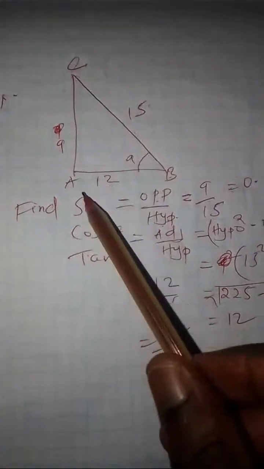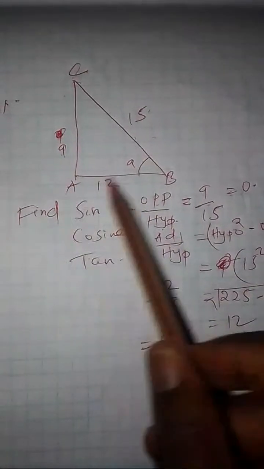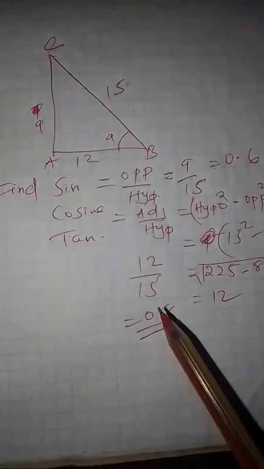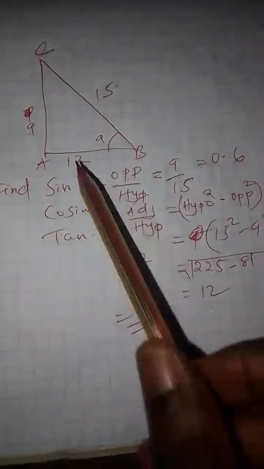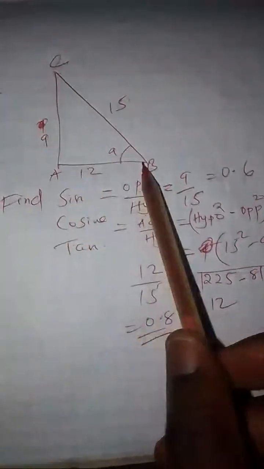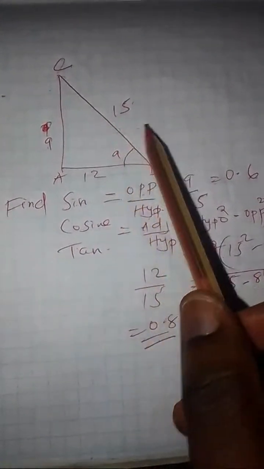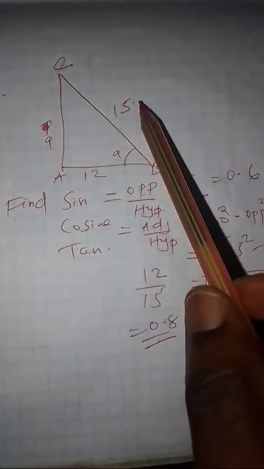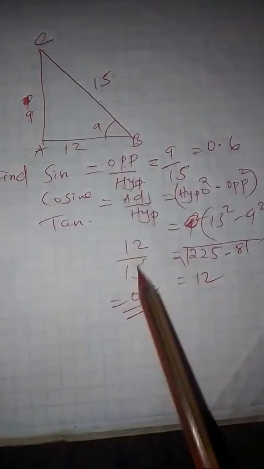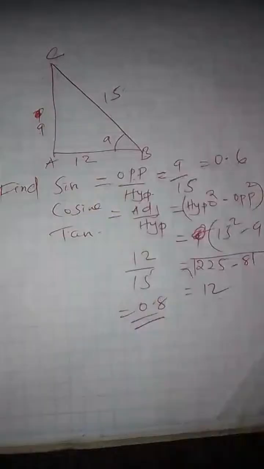So, our adjacent is AB, which is 12. And our hypotenuse is BC, which is 15. But initially we were not given this side here, the AB. That's why we used the Pythagoras theorem, where we had 15 squared subtract 9 squared, and that is what we've done here. And the answer is 12. Then we got the tan, that is 0.8.